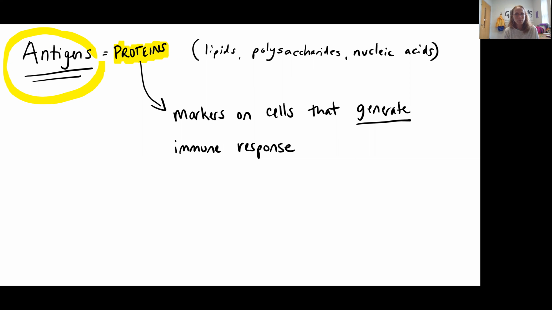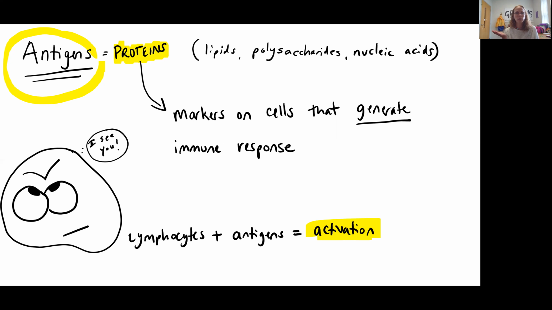Even though I'm thinking about antigens primarily as proteins, they can be lipids or polysaccharides or even nucleic acids. So there is some variety there in the molecular structure. The key thing is that an antigen is one of these markers on the cell that generates an immune response. So it's called an antigen because it triggers or generates the immune response.